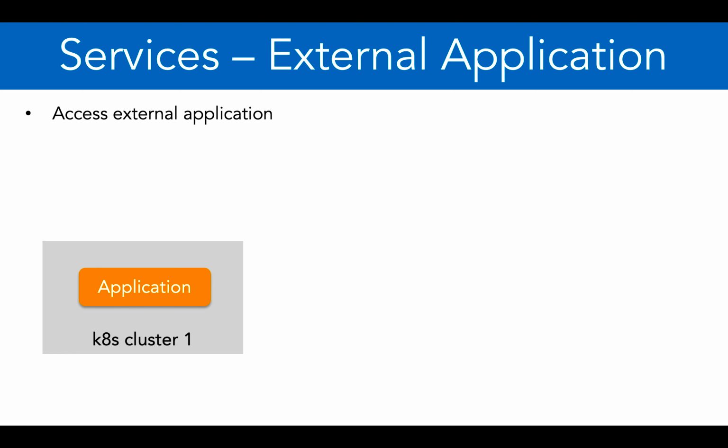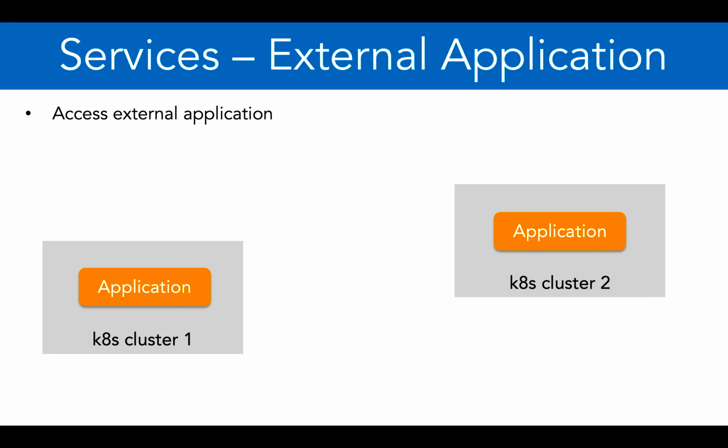There is one more usage of services, and that is to access an external application. Now, what do I mean by external application here? Let's say we have a Kubernetes cluster and you have hosted an application here or application component, whatever you might want to call it. What would be external to this? So, any other Kubernetes cluster would be external to Kubernetes cluster 1.